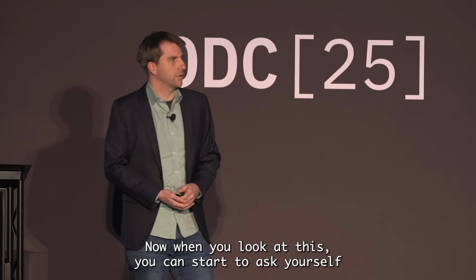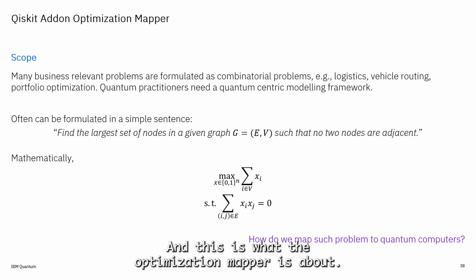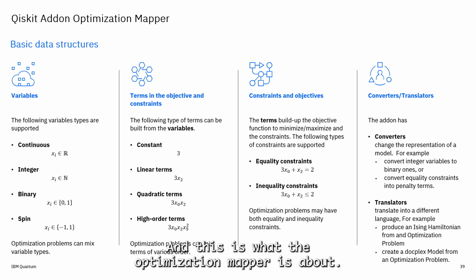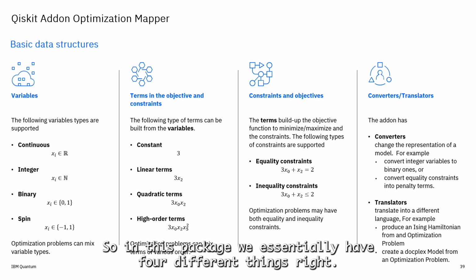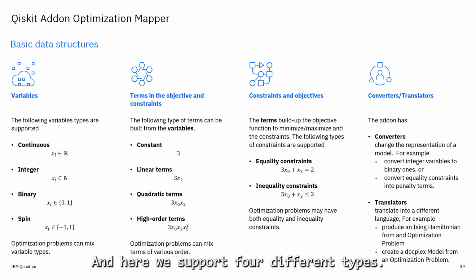Now, when you look at this, you can start to ask yourself the question, well, how do I actually bring this into a quantum computer? And this is what the optimization mapper is about. So in this package, we essentially have 4 different things. We have the variables, which are our decision variables, and here we support 4 different types.